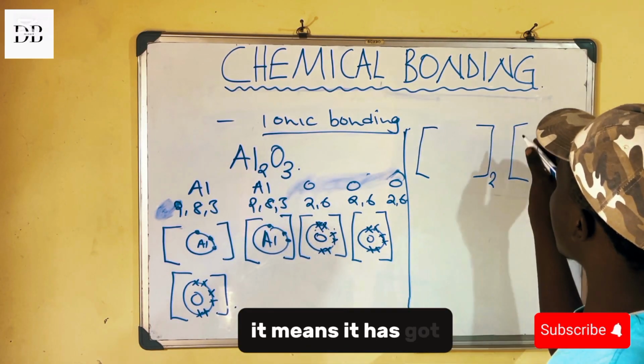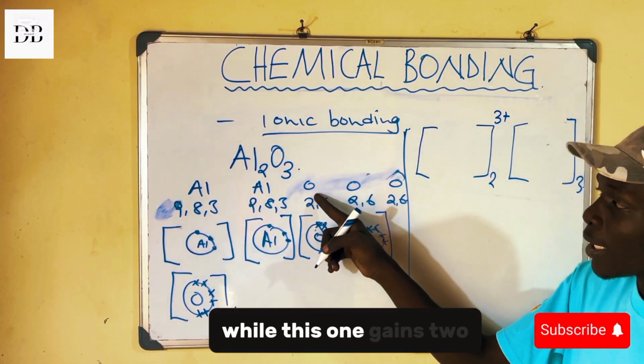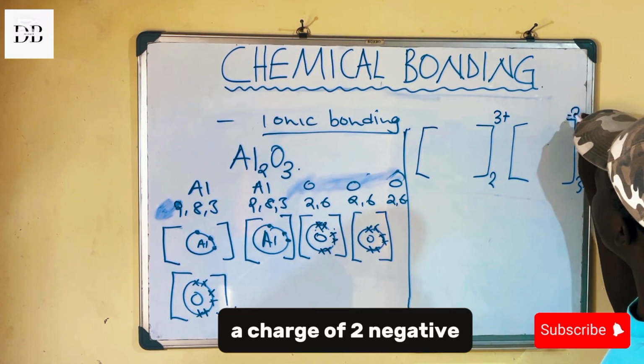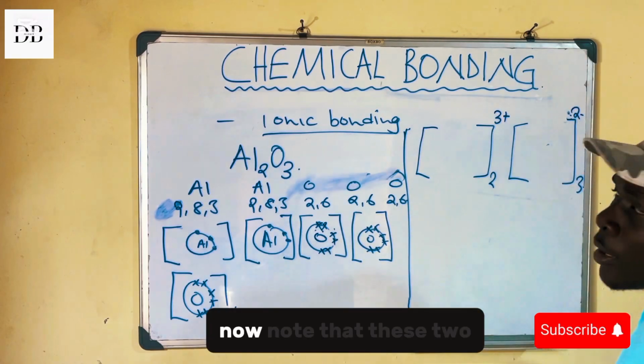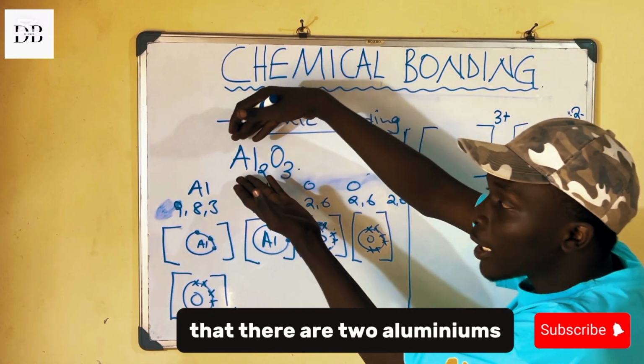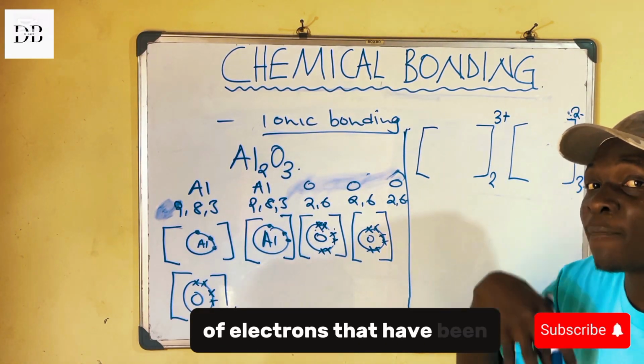The next step is this one loses 3 electrons. It means it has got a charge of 3 positive. While this one gains 2 electrons, it means it has got a charge of 2 negative. Now, note that these 2 and 3 do not represent that there are 2 aluminiums or 3 oxygens. They just represent the number of electrons that have been lost or gained.